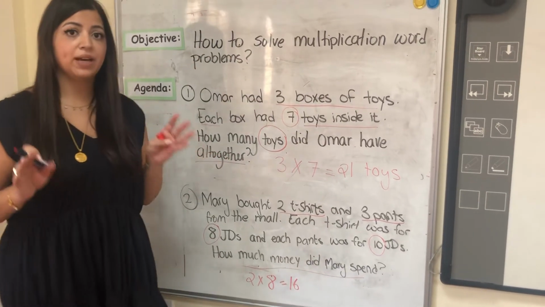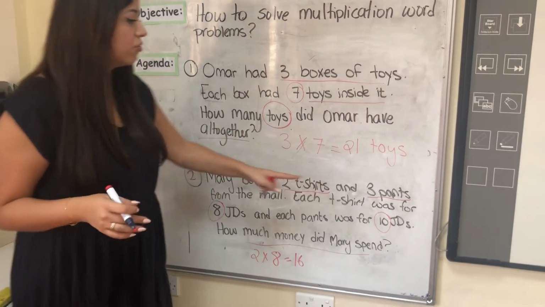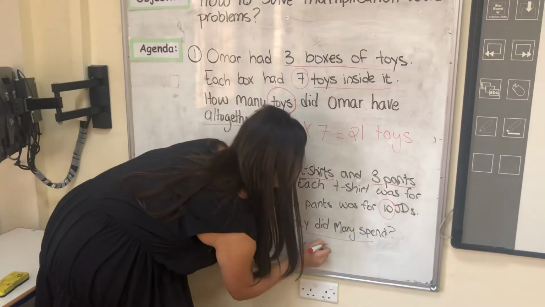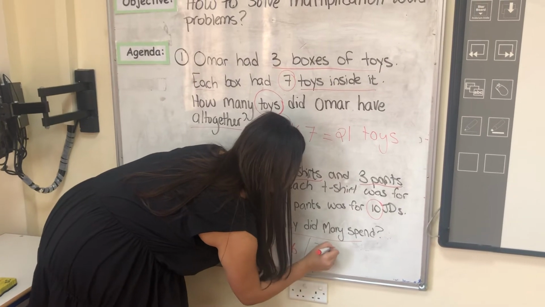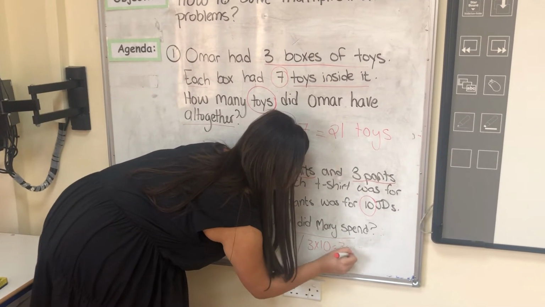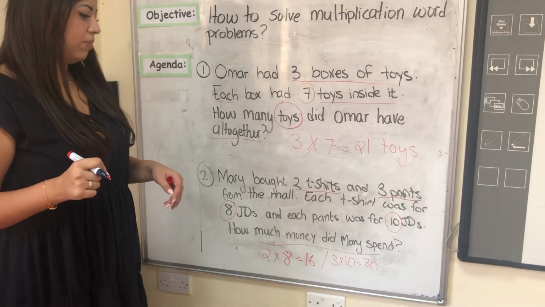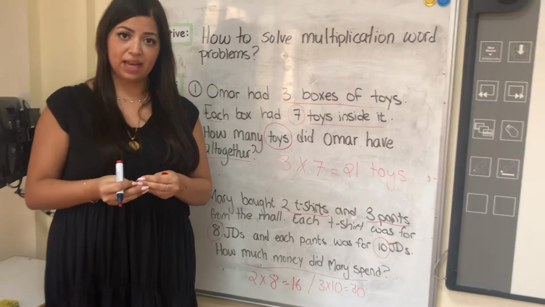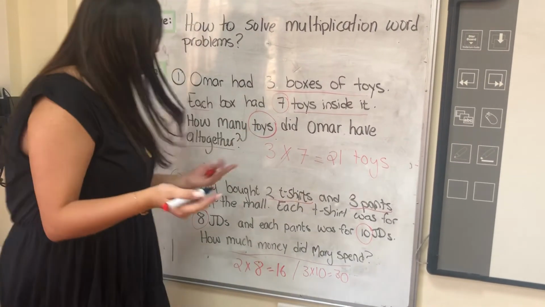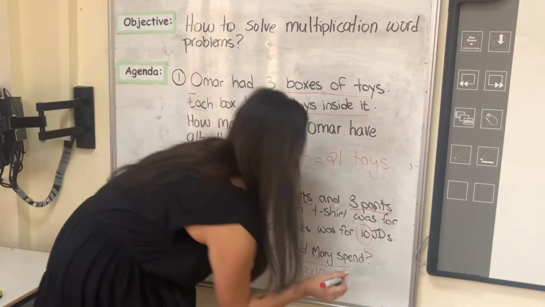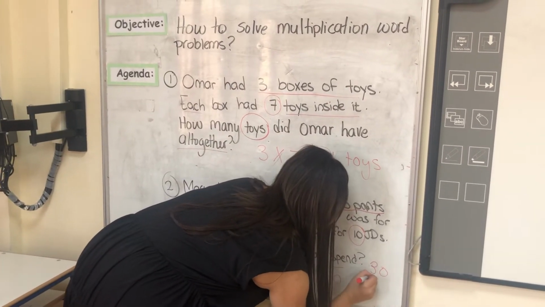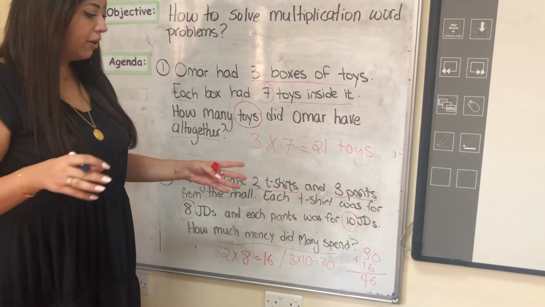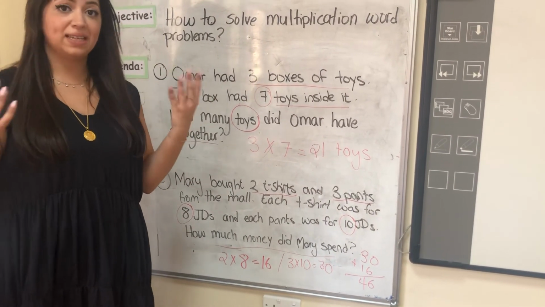Now, we're not done here because she also bought pants. She bought 3 pants and each pair was for 10 JDs. So I take the 3 and I multiply it with the 10. Here, I see that she spent 30 JDs on pants. Now, what I'm going to do is I'm going to add the 2 prices together to see how much she spent in all. I take the 30 and the 16. So here I can do 30 plus 16. Now this will give me 46. Here, I know that in total she spent 46 JDs.